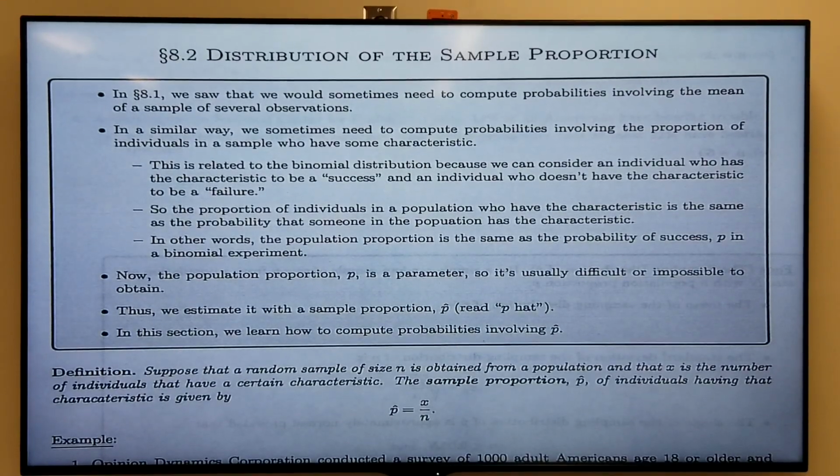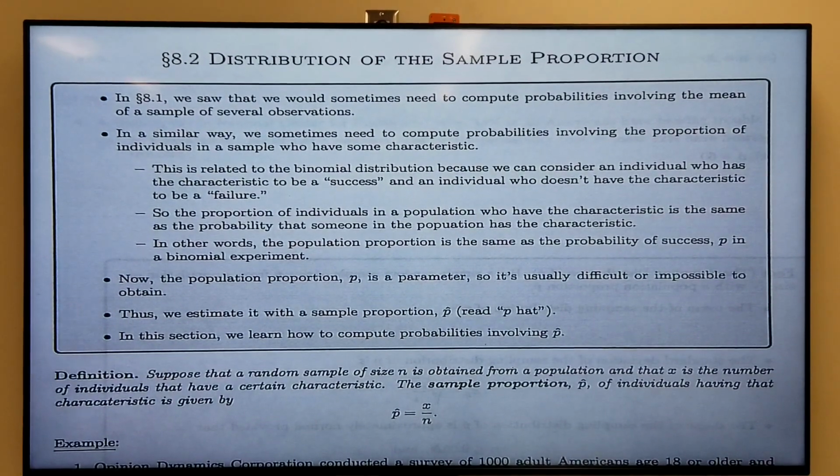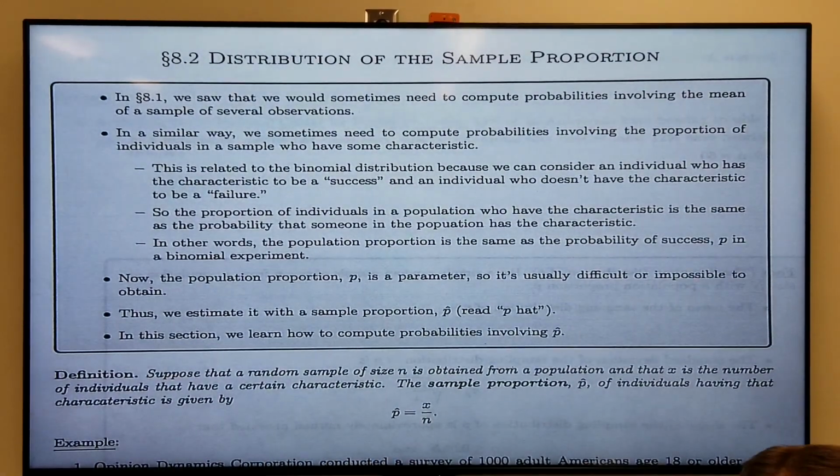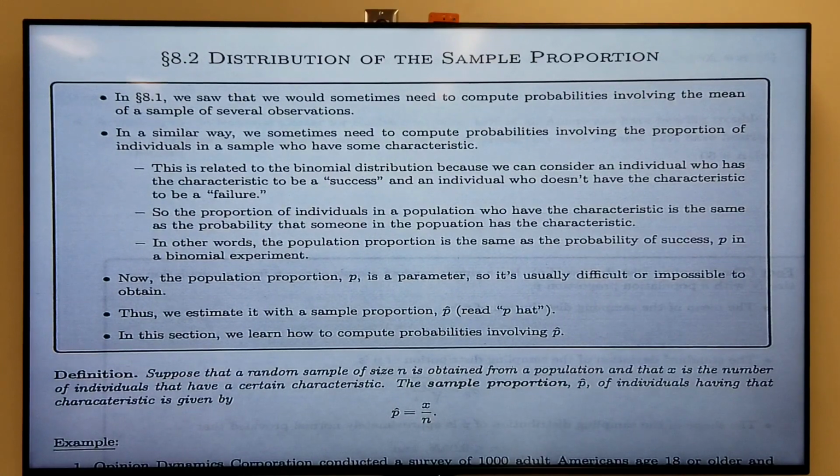Okay, 8.2. So 8.2 is about the distribution of the sample proportion. And this is very similar to 8.1 in the sense that in 8.1 we were looking at the sampling distribution of the sample mean, because I told you that it would be useful for us to be able to compute probabilities involving the sample mean x bar. And in a similar way, it's going to be useful for us to be able to compute probabilities involving the sample proportion as well.